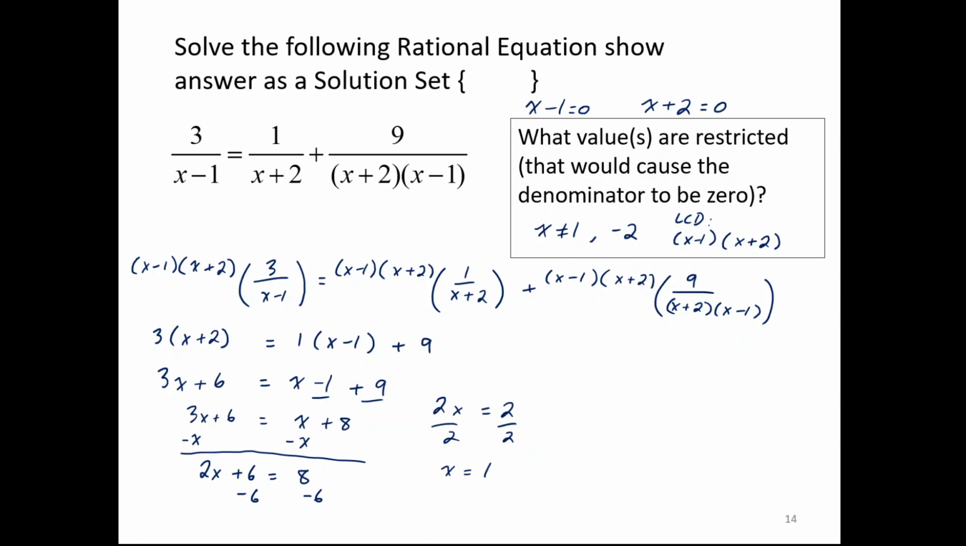As in the last question, that value is in conflict with our restricted values. We said that x could not be 1 or negative 2, but here we have determined that x is equal to 1. So our solution set is open brace, close brace, and that is, in words, no solution.